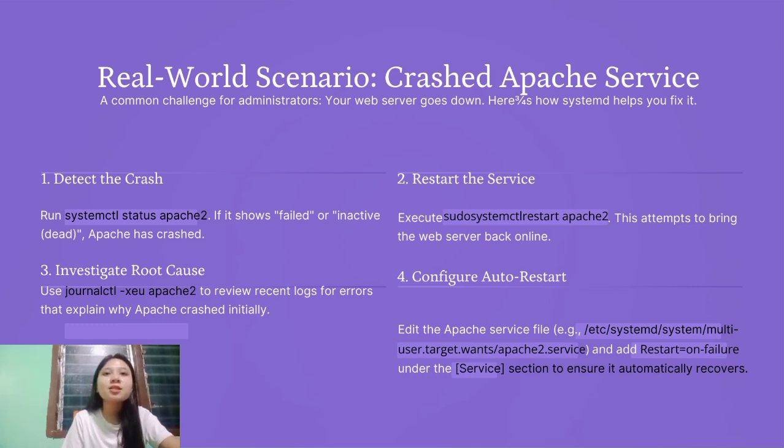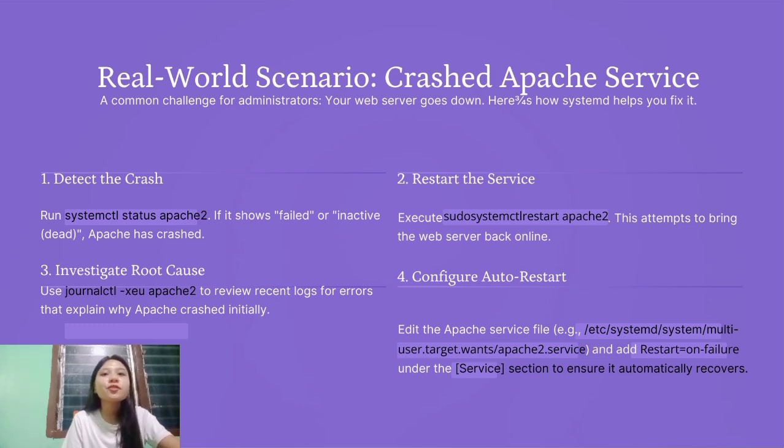The first step is to detect the crash. Run the command systemctl status apache2. If it shows failed, inactive, or dead, Apache has crashed. The second step is to restart the service. Execute the command sudo systemctl restart apache2. This attempts to bring the web server back online.